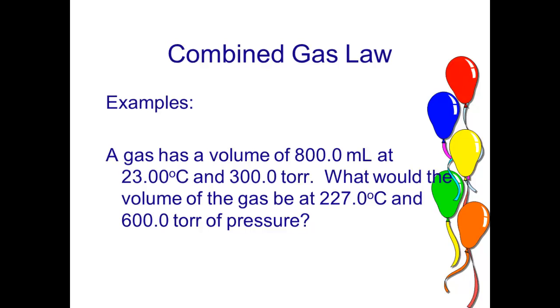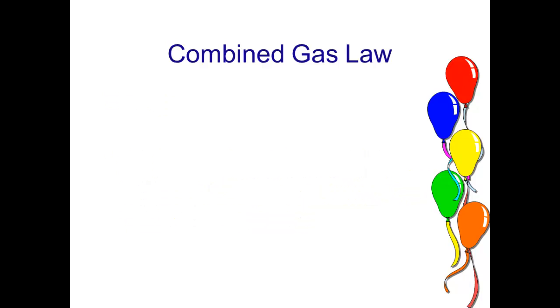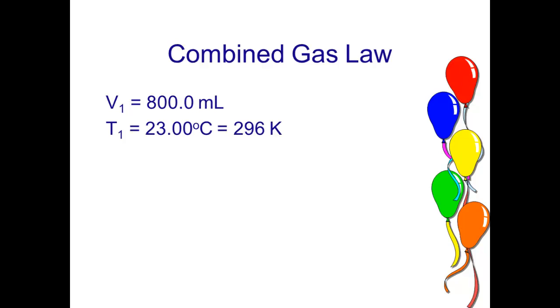A gas has a volume of 800 milliliters at 23 degrees C and 300 torr. What would the volume of the gas be at 227 degrees C and 600 torr? What are we solving for? Milliliters. V1 or V2? V2. The rest of the information is given in the problem. V1 is 800. T1 is given as 23 degrees C. Add 273 to that, you get 296. And P1 is given as 300.